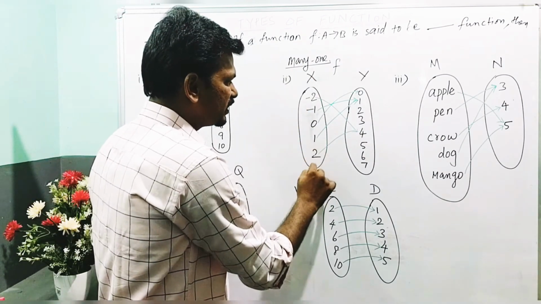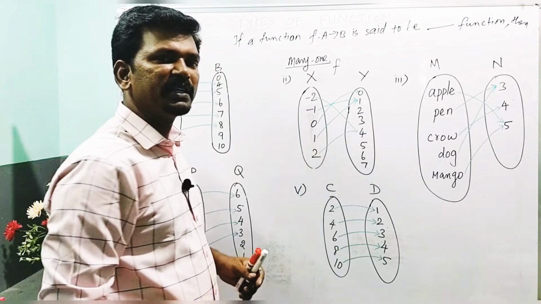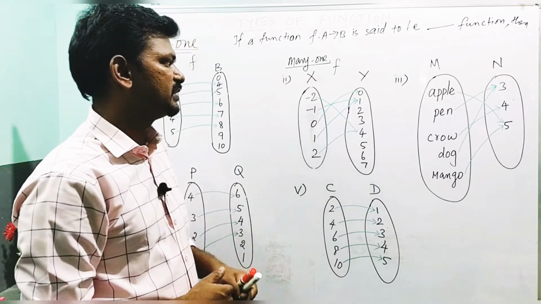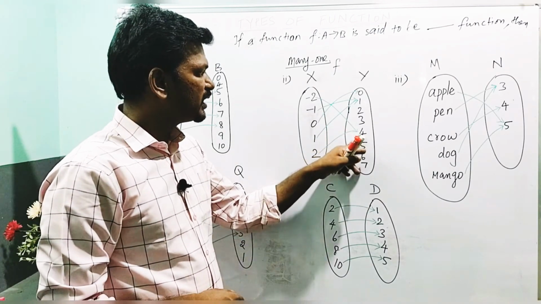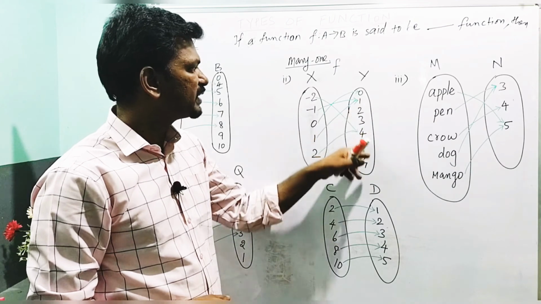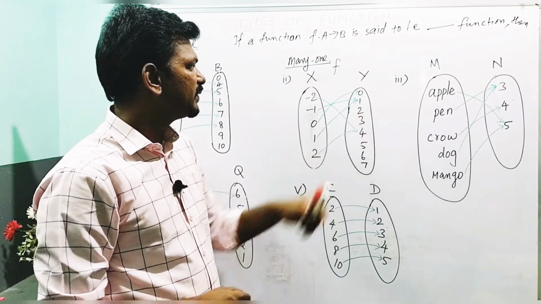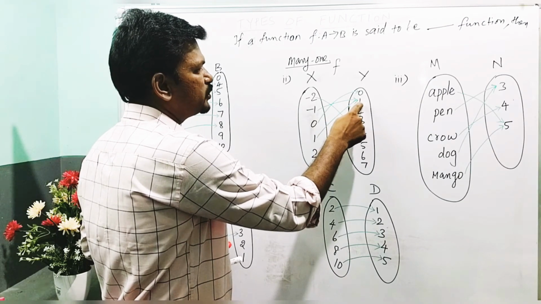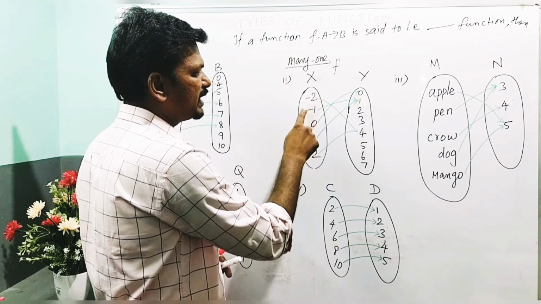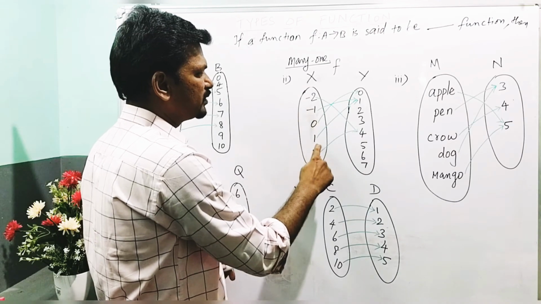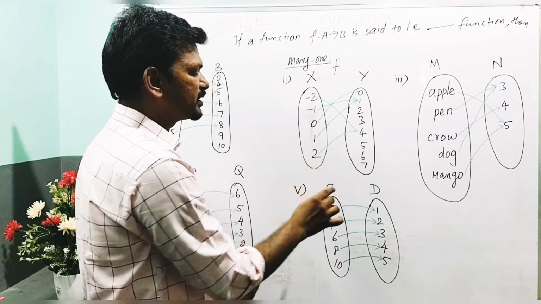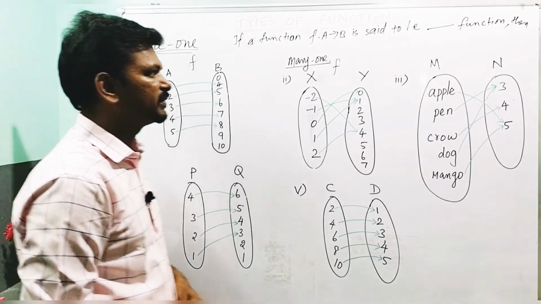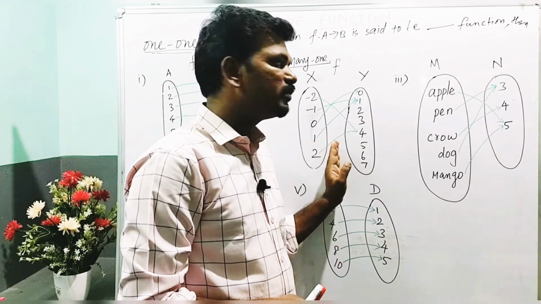Another 3 may also be connected to the same image. If that happens, then that is not a one-one function, that is a many-one function. It is enough if it happens in one place, or like here it happens in 2 places. Here the image 1 has 2 pre-images, namely -1 and 1. So it is not a one-one function, it is a many-one function. Okay, so that is the many-one function.